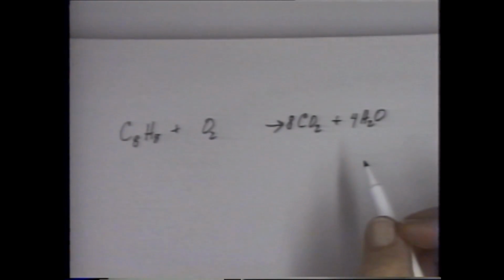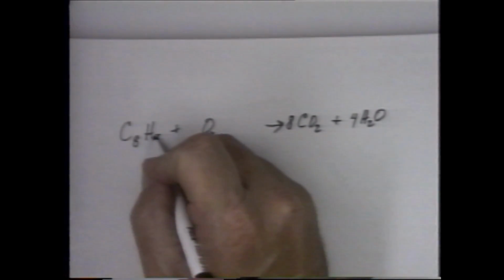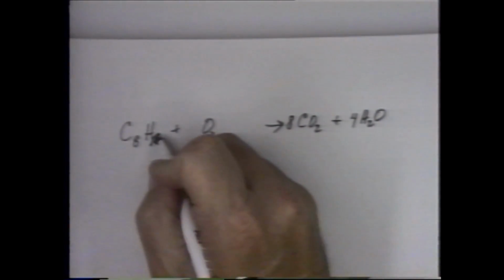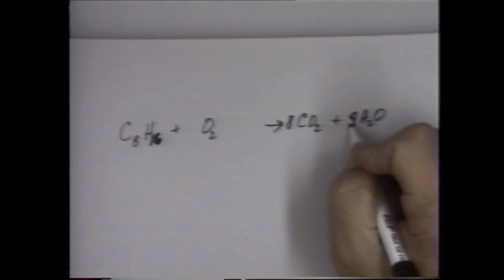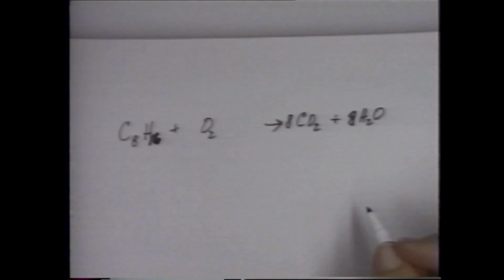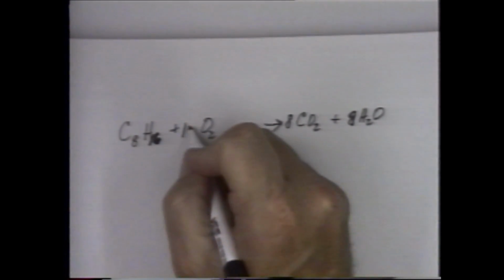Did I say that right? I got the wrong compound. C8H16. So we're going to need 8 H2Os over here. And that's going to come out to 12 oxygens.